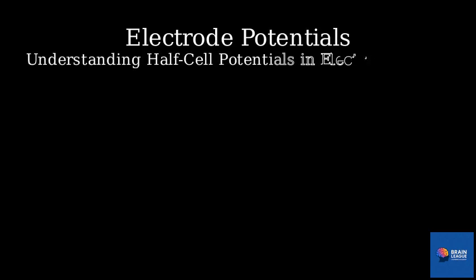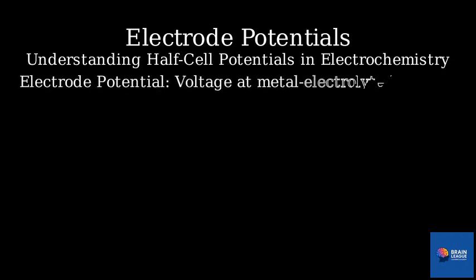Today, we're going to explore electrode potentials in electrochemistry. An electrode potential is the voltage established at the interface between a metal and an electrolyte solution when a redox equilibrium is established. Let's start with a simple example.